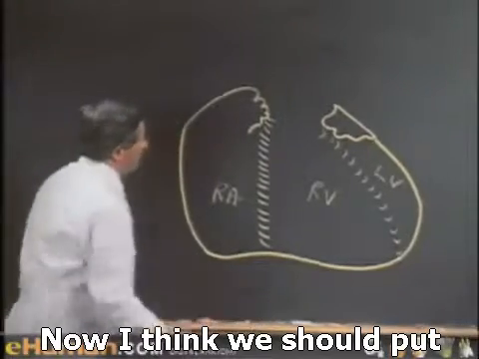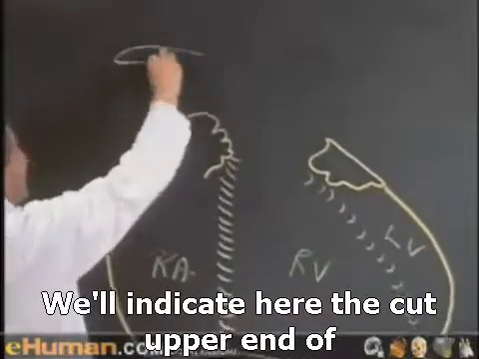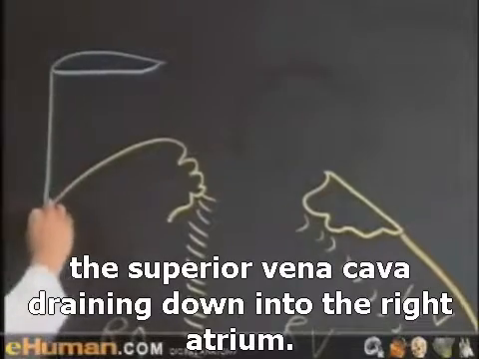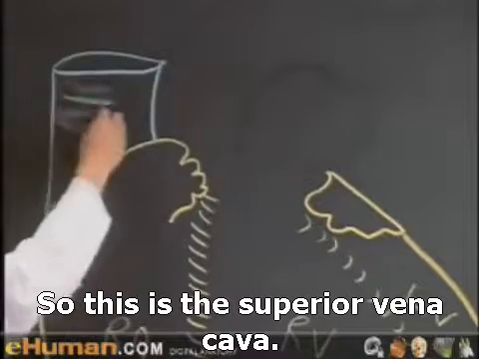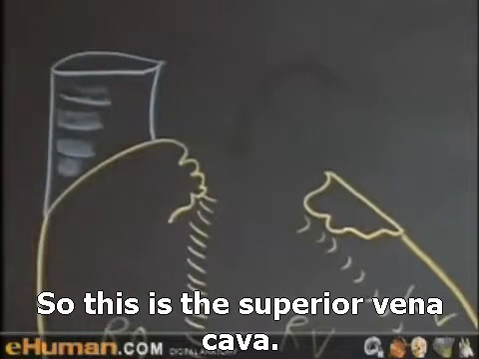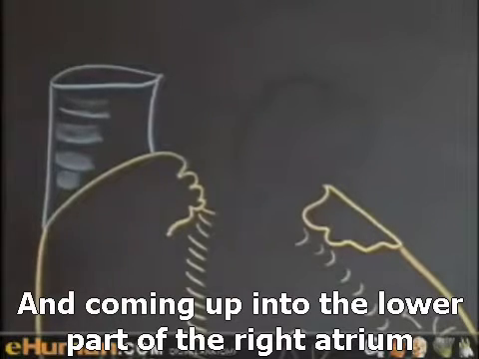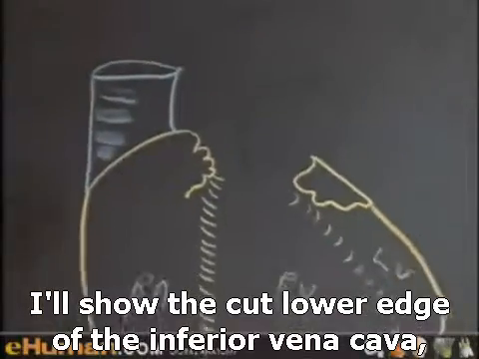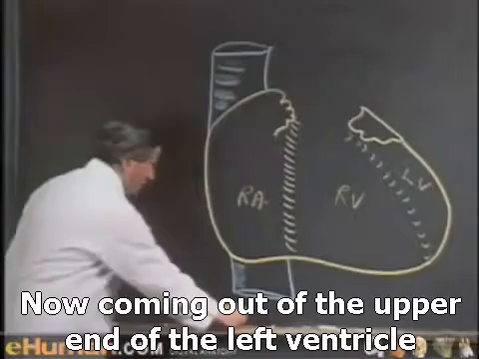Now I think we should put in the position of the large veins. We'll indicate here the cut upper end of the superior vena cava, draining down into the right atrium, so that this is the superior vena cava, and coming up into the lower part of the right atrium, I'll show the cut lower edge of the inferior vena cava in that sort of manner.